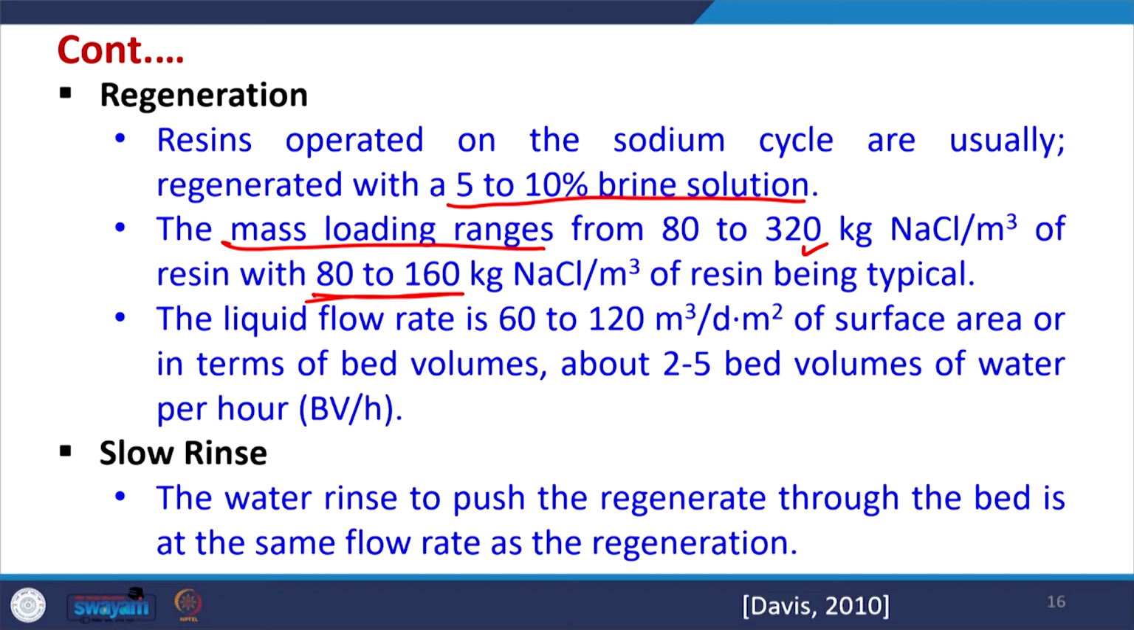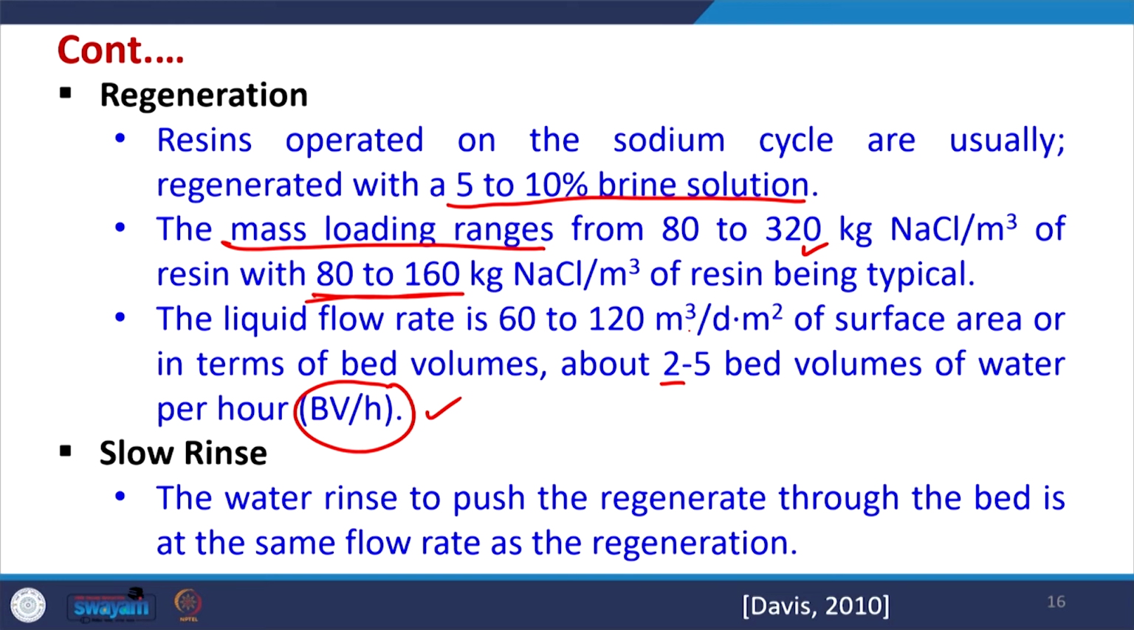The liquid flow rates are 60 to 120 meter cube per day per meter square of surface area, or in terms of bed volume, we can calculate 2 to 5 bed volumes of water per hour. This is another unit that we can determine. So, through this we have 3 parameters. We keep the mass loading rate in a certain range, we can use the brine solution at different concentrations, and we can keep the regenerating chemical flow rate in this range.